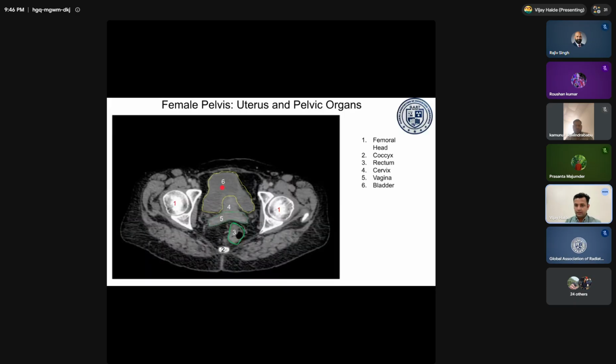Moving inferiorly. This is the femoral head, bladder, and the cervix we can see here, fourth number. It is sandwiched between the vagina and the uterus. This is the rectum. The appearance of the uterine body can vary. Uterus sometimes may fall on the bladder, and sometimes changes occur according to age. Also, post-operative changes are observed. The opening of the uterus is called the cervix.